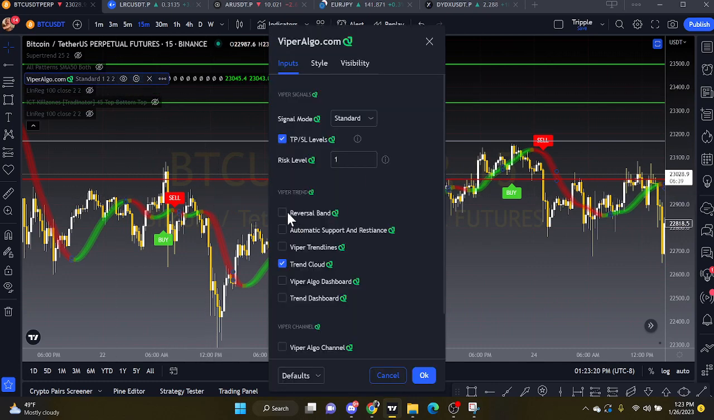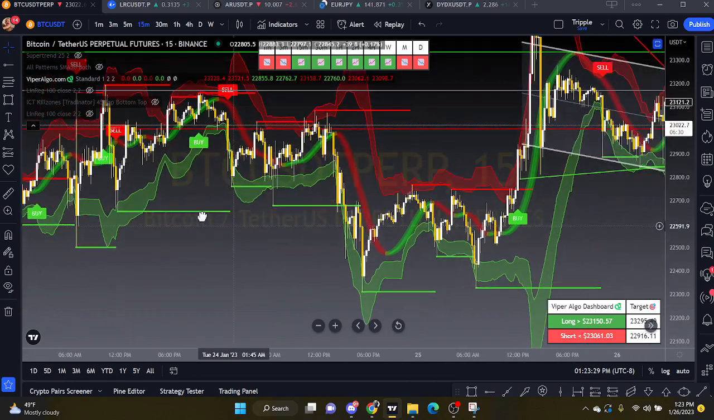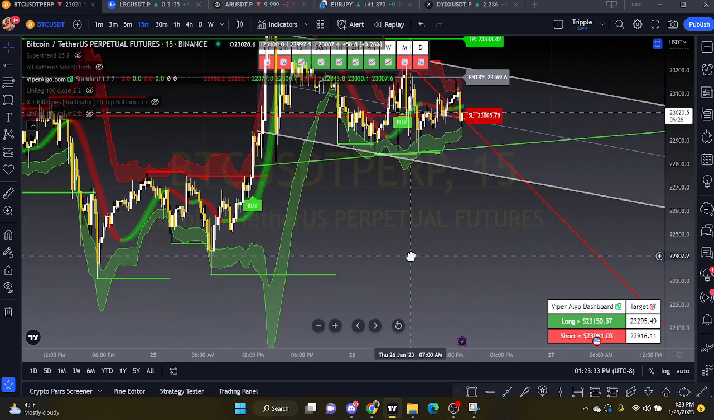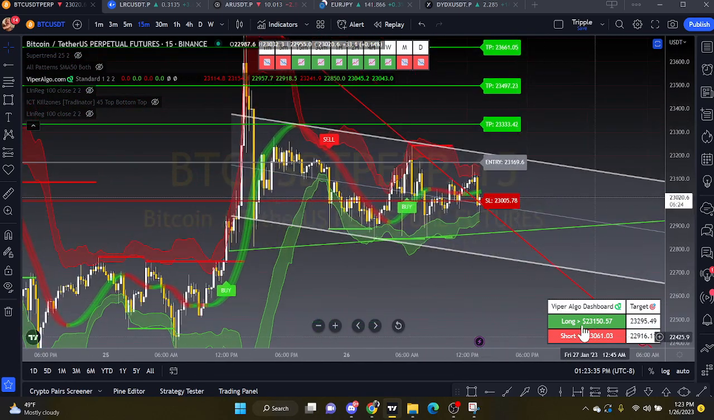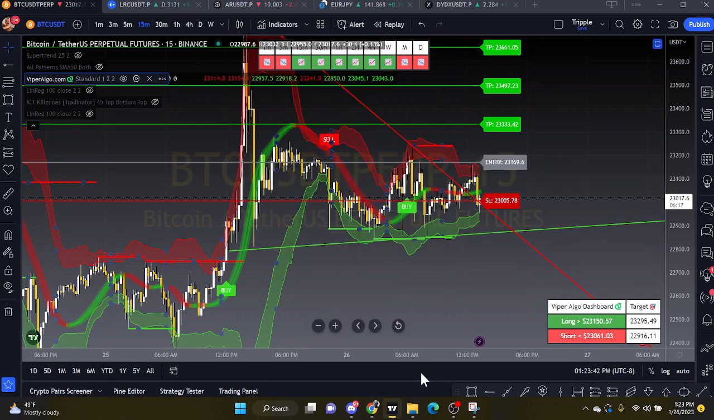So with this one, you have all of this. Mind you, I only have the trend cloud on, but if you were to turn everything on, there it goes. It has a dashboard. I still don't know what this is for. It's giving you long, short entries. But again, I don't use that part at all. Let me take that part off, right? Is that the one?